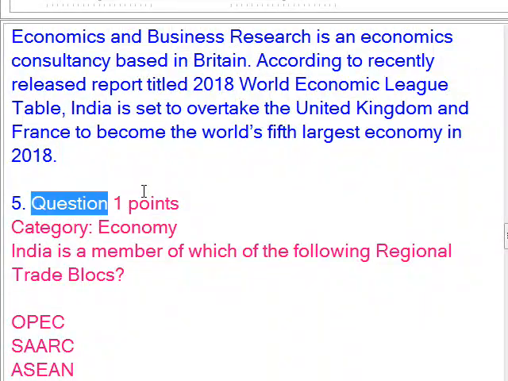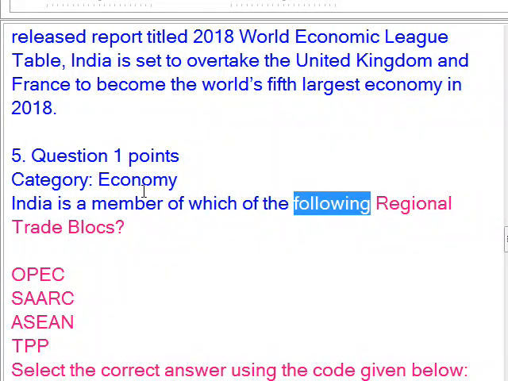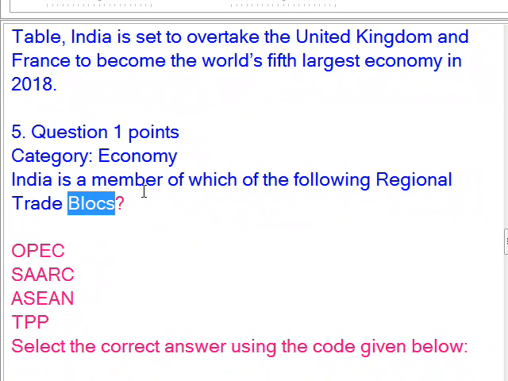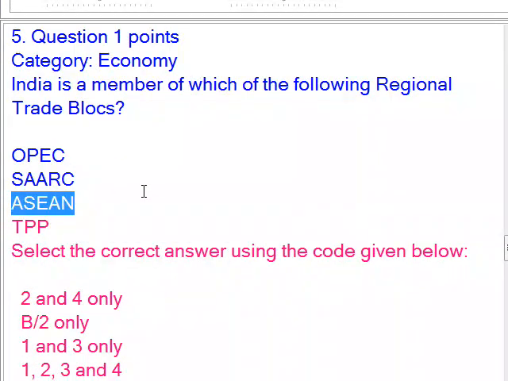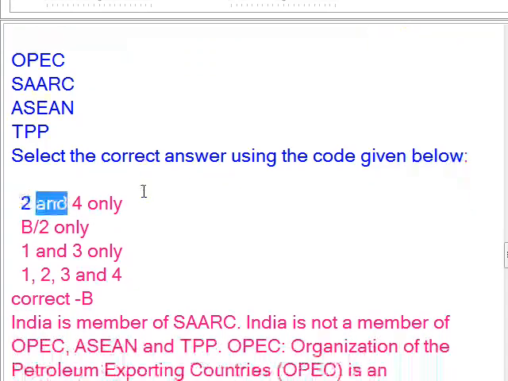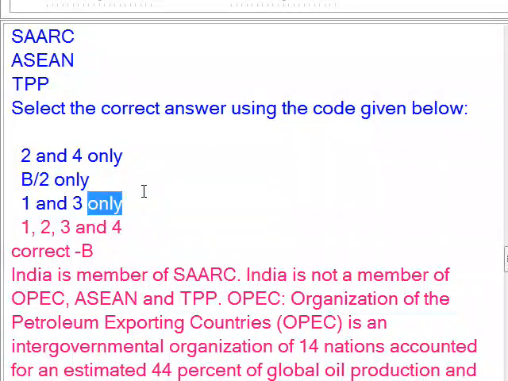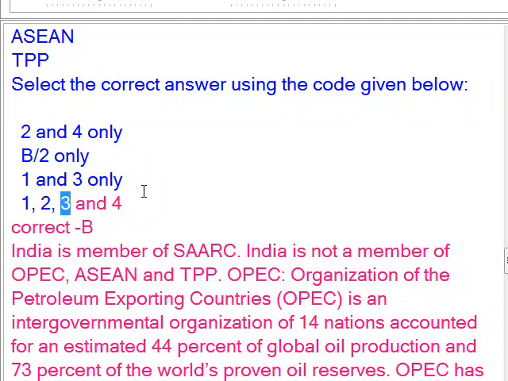Question 5. Economy. India is a member of which of the following regional trade blocs? 1. OPEC. 2. SAARC. 3. ASEAN. 4. TPP. Select the correct answer using the code given below. A. 2 and 4 only. B. 2 only. C. 1 and 3 only. D. 1, 2, 3 and 4.